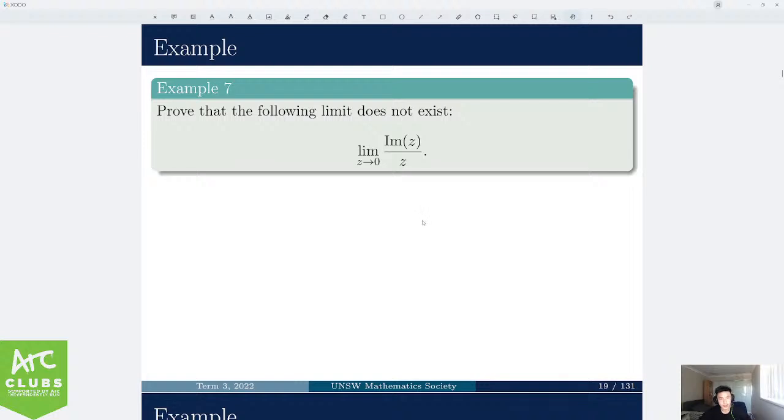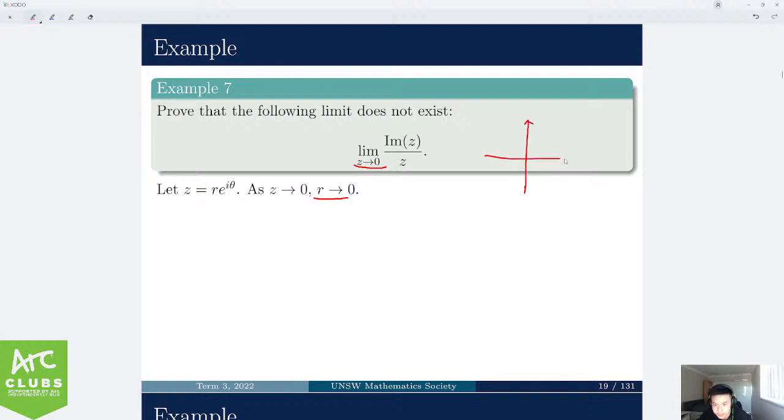Example 7 proved that the following limit does not exist. Firstly, you can set z equals x plus iy, or use Euler form, z equals r e to the power i theta. In this case, we're going to use the Euler form, and we have to re-parameterize the whole limit. So when z approaches 0, our r would approach 0. And this limit here is essentially fixing a value of theta.